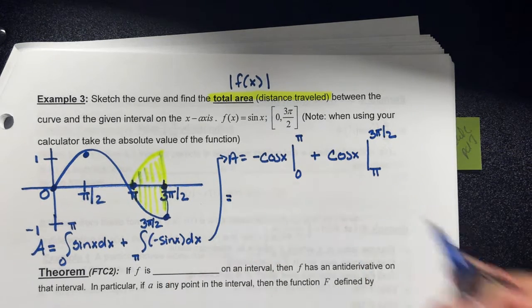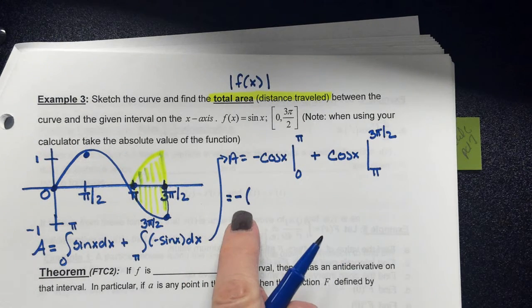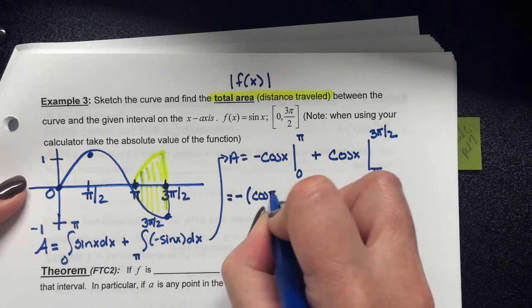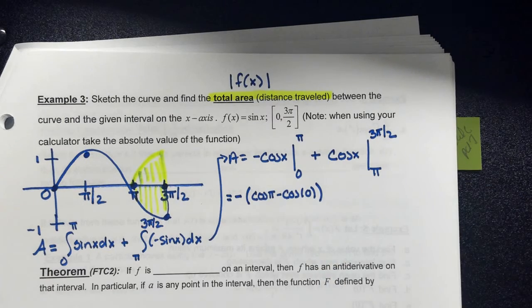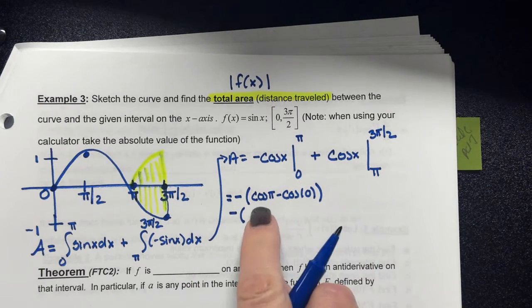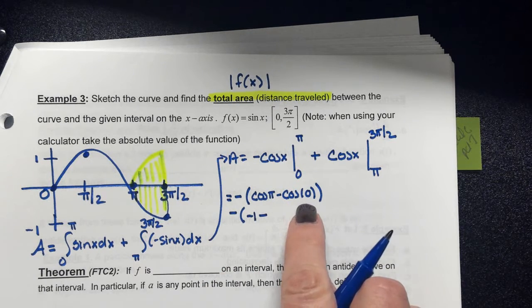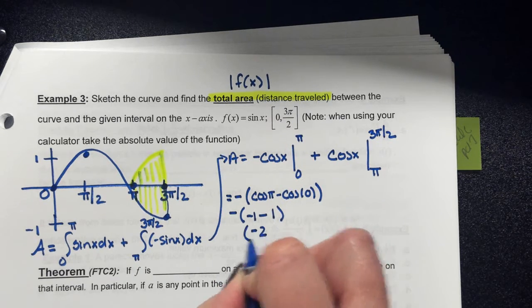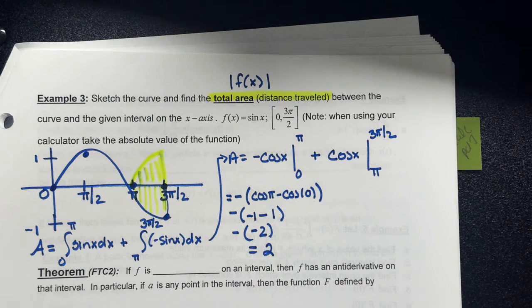Be careful of your negatives. So what I need to do, again, I can leave that negative sign factored on the outside of the parentheses. So I have cosine of pi minus cosine of 0. Cosine of pi is negative 1. Cosine of 0 is 1. So negative 1 minus 1 is a negative 2. But then I have a negative sign in the front that's going to give me a positive 2. Watch those negatives.